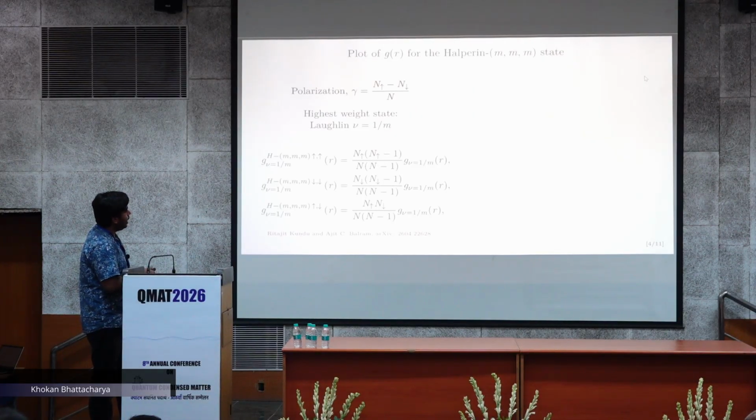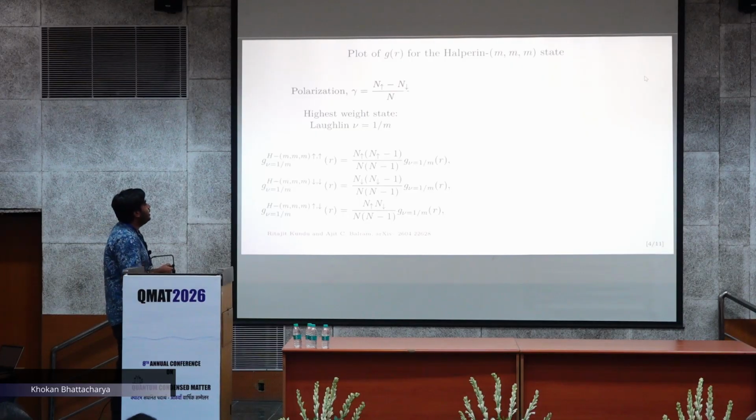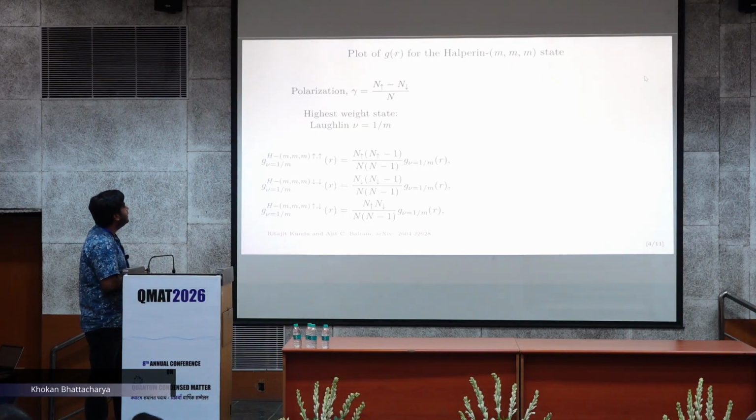Let's say I want to apply the expressions that I showed you to compute the pair correlation functions for the Halperin mmn state for a given polarization. Let's say I fix the N up and N down; that fixes the polarization. As I already said, the highest weight state is the Laughlin nu equal to 1 by m state. On the right hand side I have the pair correlation of the Laughlin state, and I multiply appropriate factors to convert it to pair correlation functions of the Halperin state.